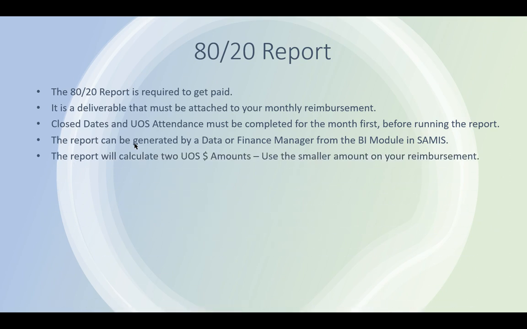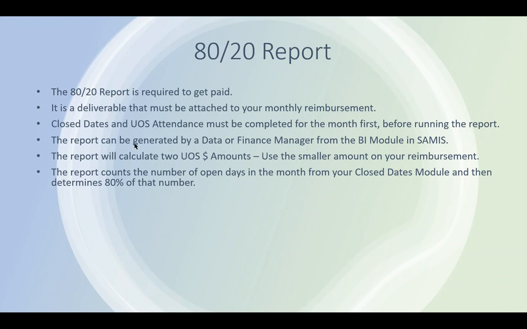The report will calculate two units of service dollar amounts. You should use the smaller amount on your reimbursement. The report counts the number of open days in the month from your close dates module. That's why it's necessary to show the dates which are not open for service before running this report for the month in question. And it will then take those number of open service days and determine 80% of that number.